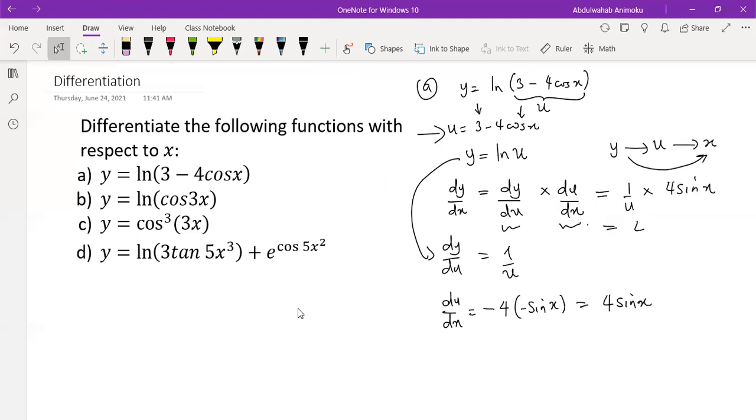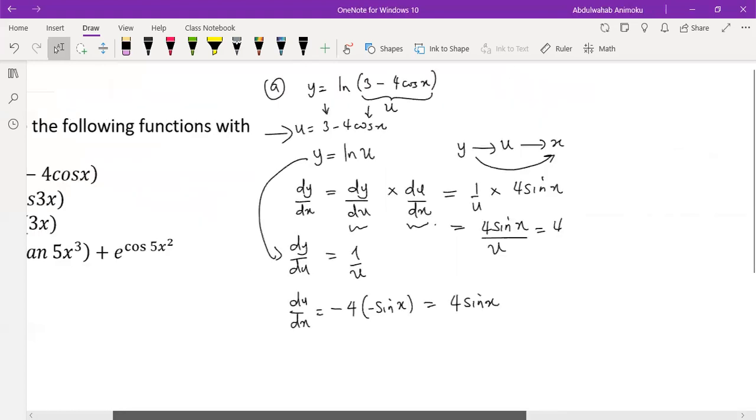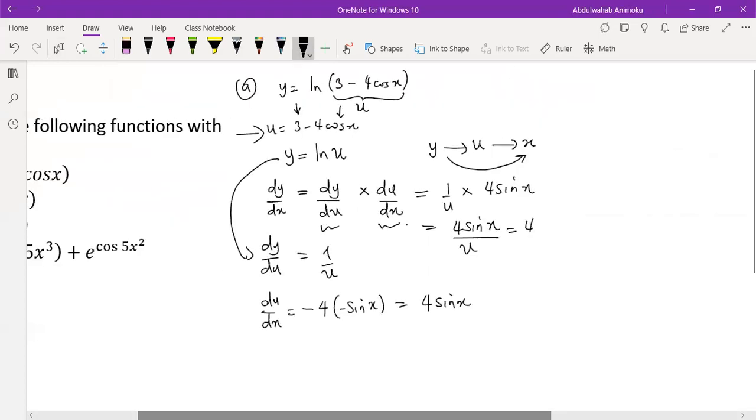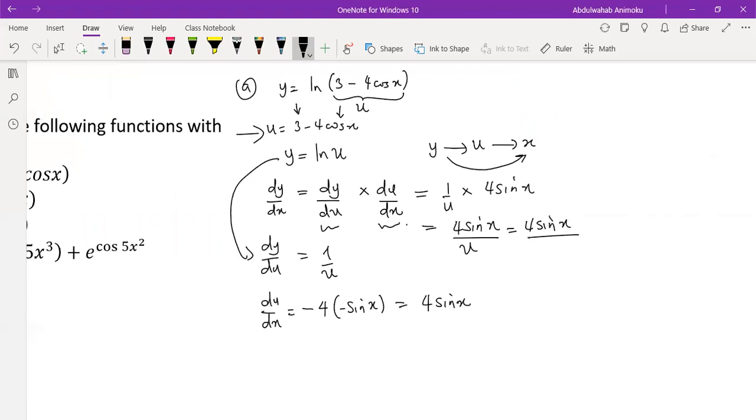So you have to substitute your u back. This gives us 4 sine x all over u. What is u? Don't forget your u, 3 minus 4 cos x. So this is the solution to this problem. By breaking it down one by one, this is how you should solve it.